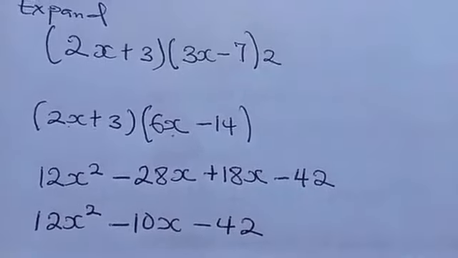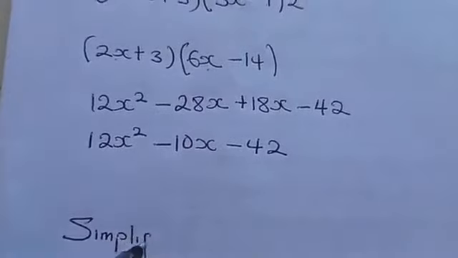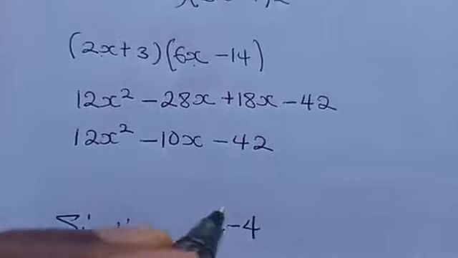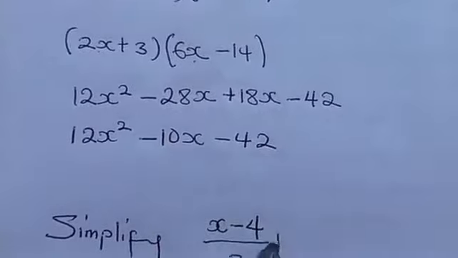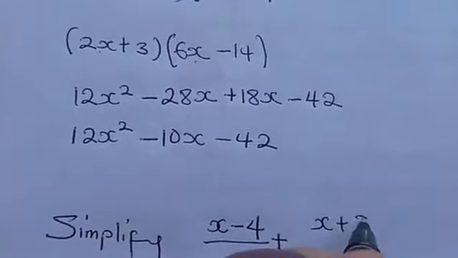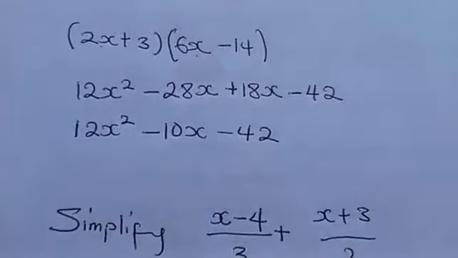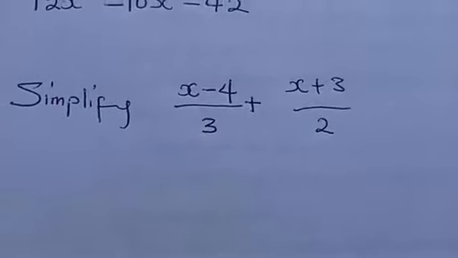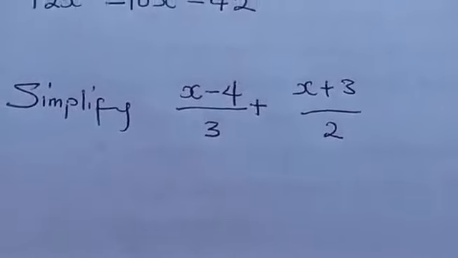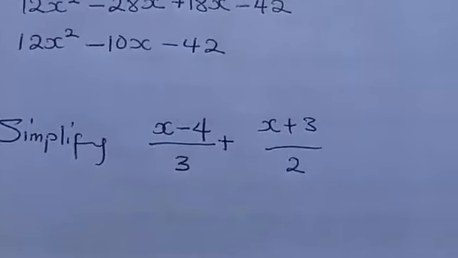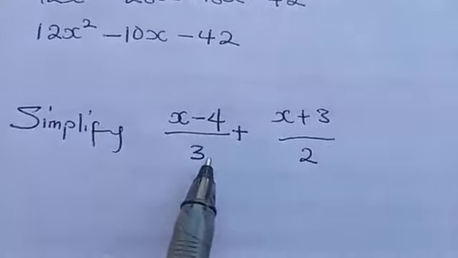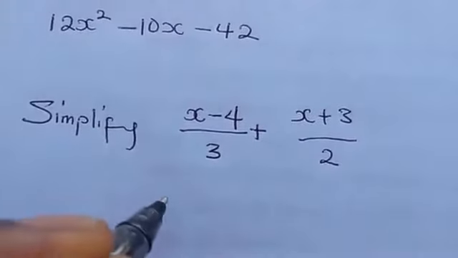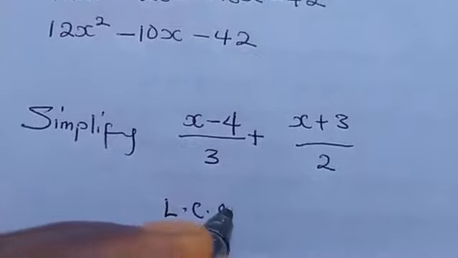Now let's look at this fraction. Simplify (x - 4)/3 + (x + 3)/2. So in addressing this algebraic expression, the first thing is to get the LCM. We'll find the LCM of the two fractions. This is (x - 4)/3, then (x + 3)/2 is another fraction. So addressing these, our LCM is equal to 6.